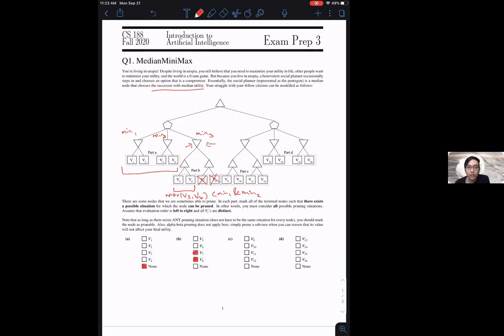Okay, now let's see if it's possible for us to put a lower bound on min3 instead. So let's say v5 is larger than both min1 and min2.